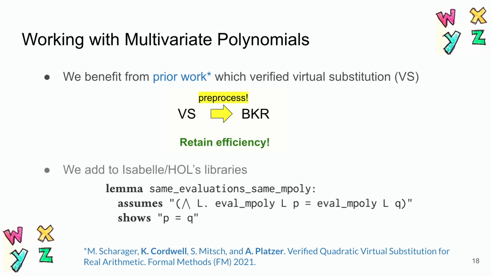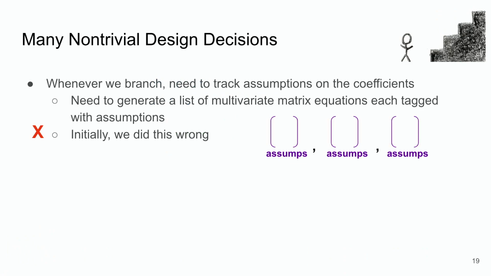Despite having pretty good libraries to start with, there are some results that are just missing. So we end up needing to add results for multivariate polynomials: if two polynomials evaluate to the same number on any input, then they are identically the same polynomial. So this is a fundamental mathematical result that we couldn't find in the libraries, and it took us some time to formalize that.